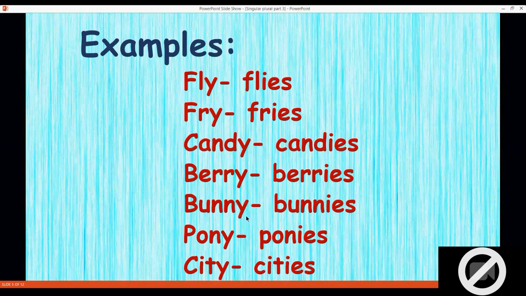B-U-N-N-Y. What is the last letter of this word? Y. And what should you do if you find a consonant before the Y? We should take the Y and add IES to it. Very good. So what is the plural word of the noun bunny? Bunnies. Okay, very good, Varnika. Thank you so much.